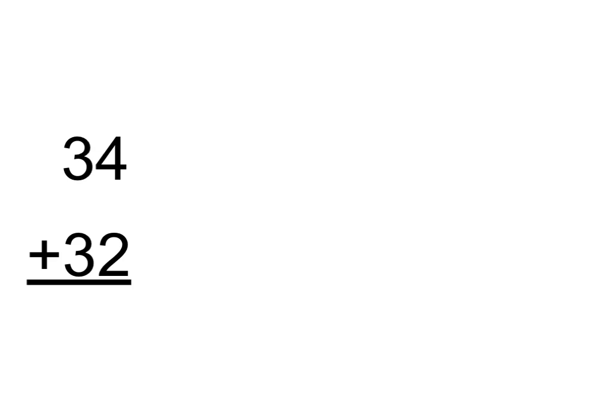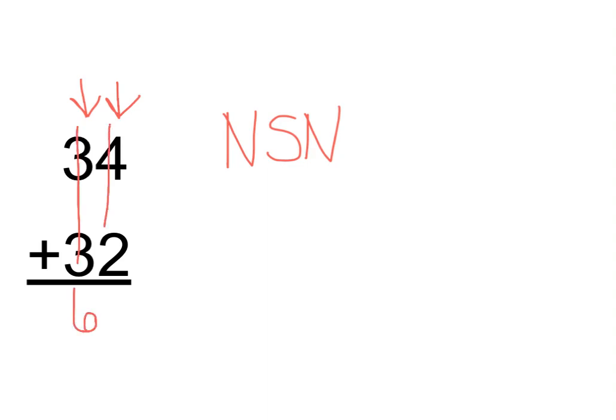Oh, look close at this problem. What do you notice? Do you notice how low all my digits are? NSN. I can just add my tens column and get 60. Add my ones column and get 6. NSN. That shows my thinking.